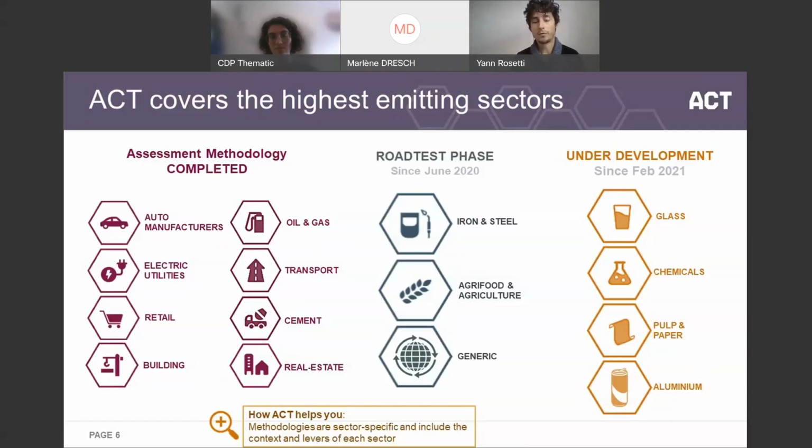And then the 4 final methodologies that are about to come: glass, chemicals, pulp and paper, and aluminium. So we are still under methodological development for a few weeks, and the road test phase will start a bit later in September. The ACT methodologies are sector specific, as we just introduced, and include the context and levels of each sector to allow a really properly dedicated assessment for all companies.